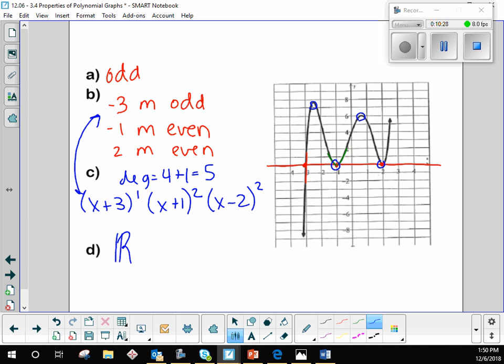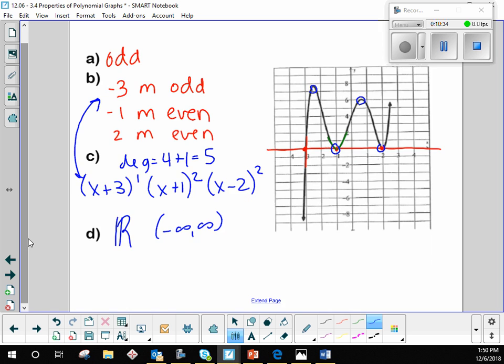All real numbers, right? Or negative infinity to positive infinity. And so that's the domain. I should have put a D there. And the range, the graph is going down forever and up forever. So what are the y values for the range? Negative infinity, positive infinity. Or all real numbers, symbol, whatever you like.